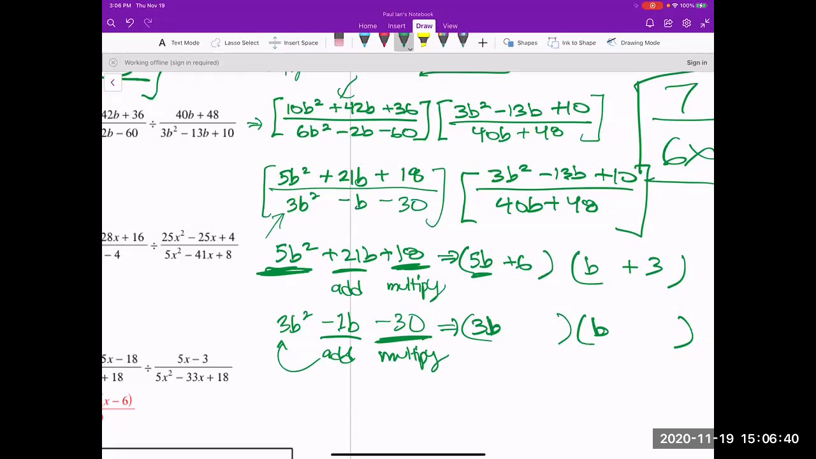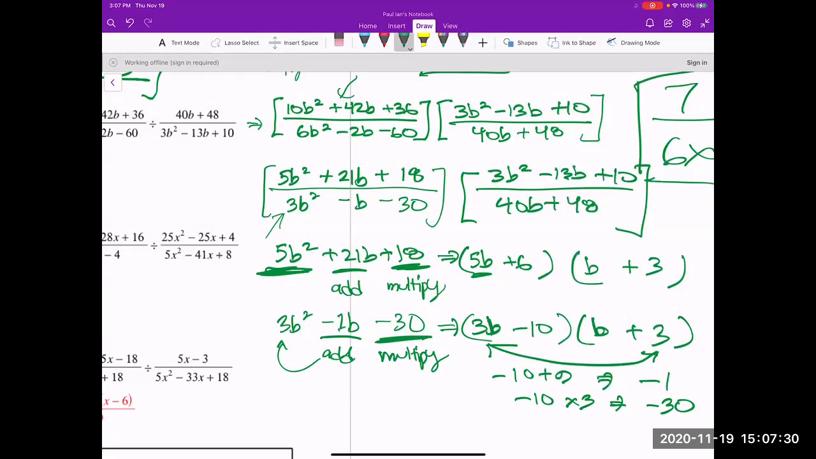Okay, let me just check first, just make sure we have the right one. Next one here is minus 30. Oh, okay. So in this case, it's not that one. It's going to be the 10 and 3, minus 10 and then plus 3. So when you multiply the minus 10 and 3, you're going to get minus 30, right? Yeah. And then 3 times 3 is 9, and negative 10 plus 9 gives you negative 1, yeah? Yeah.